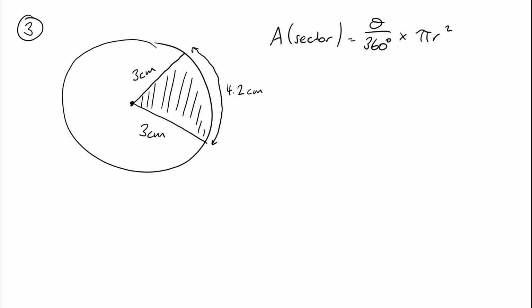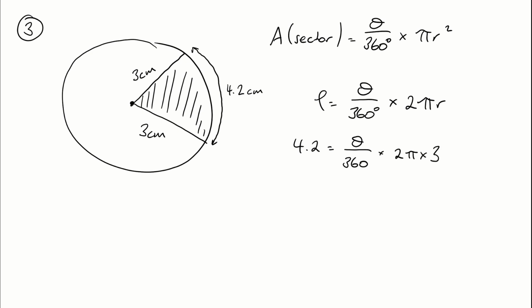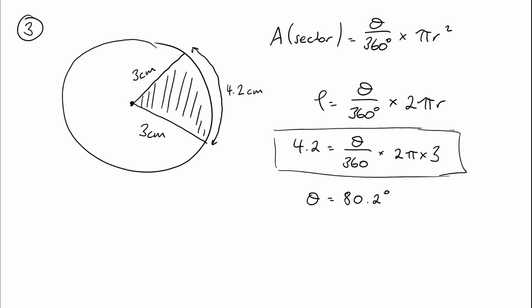So let's go on a little bit of a tangent, and let's find what theta is first. The arc length, L, is a portion of my circumference, so that's theta over 360 times 2 times pi times r. What is my arc length? Well, that is 4.2. I don't know what theta is; that's what I'm trying to find. But I know that the radius here is equal to 3. If you were to rearrange this equation, and I encourage you to do this and put it into a calculator and prove to yourself, theta is equal to about 80.2 degrees.